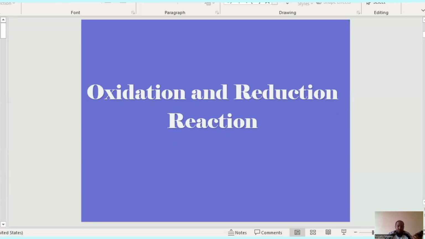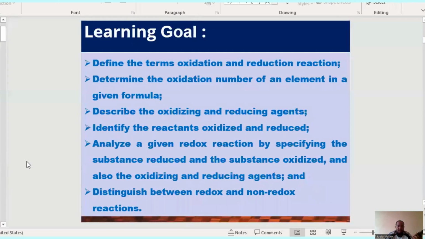Here are the learning goals. Students at the end of this lesson will be able to define the terms oxidation and reduction reaction, determine the oxidation number of an element in a given formula, describe the oxidizing and reducing agents, identify the reactants oxidized and reduced, and distinguish between redox and non-redox reaction.